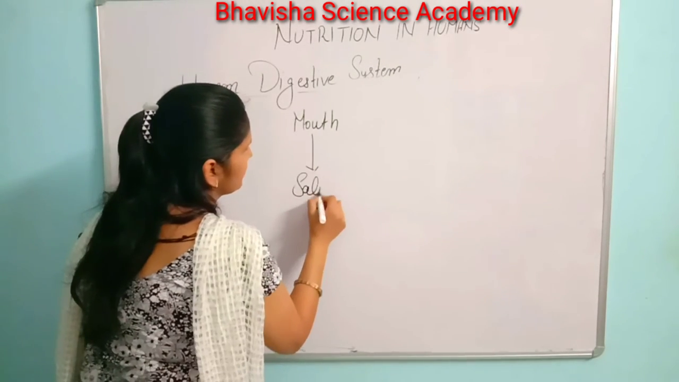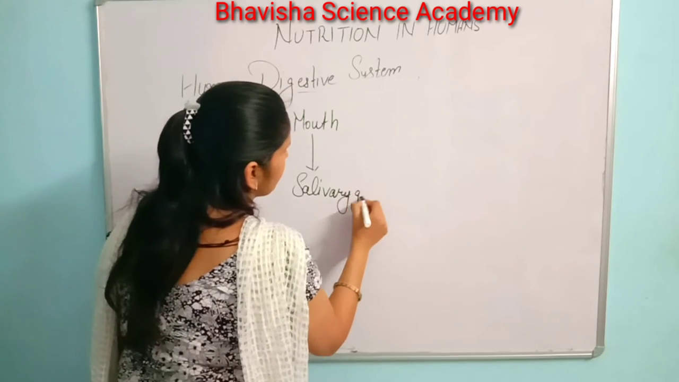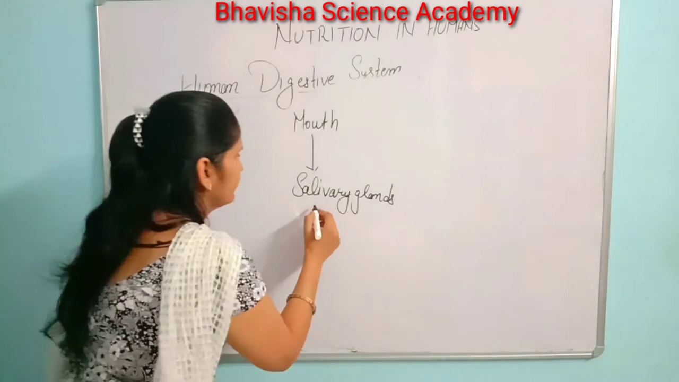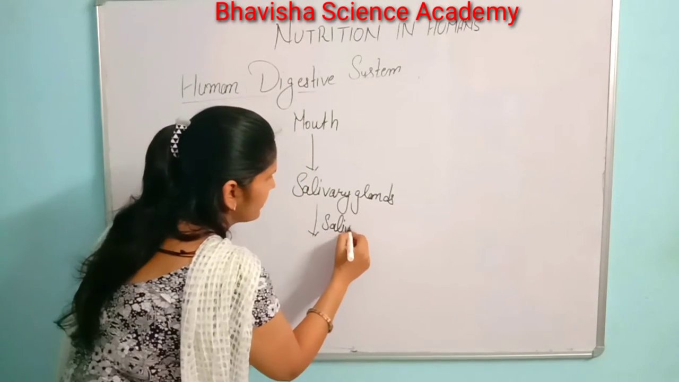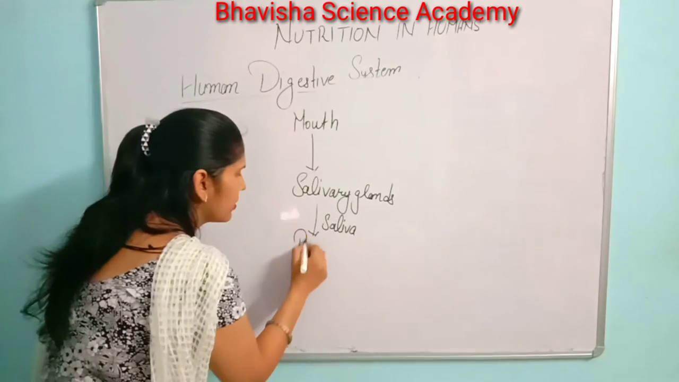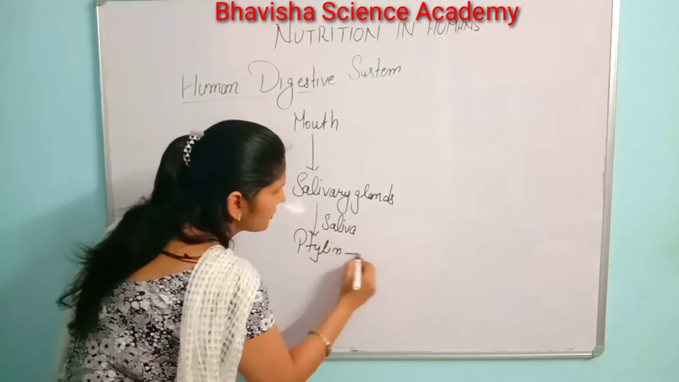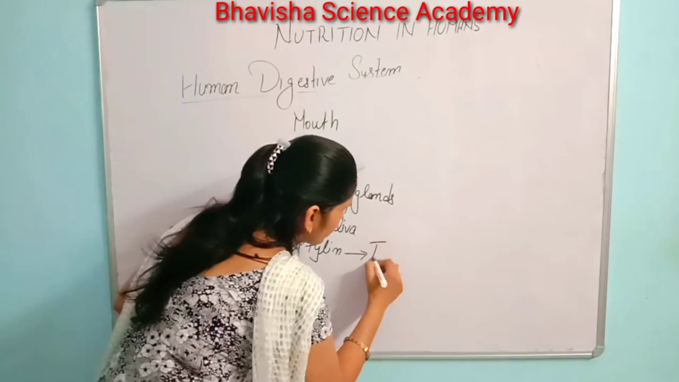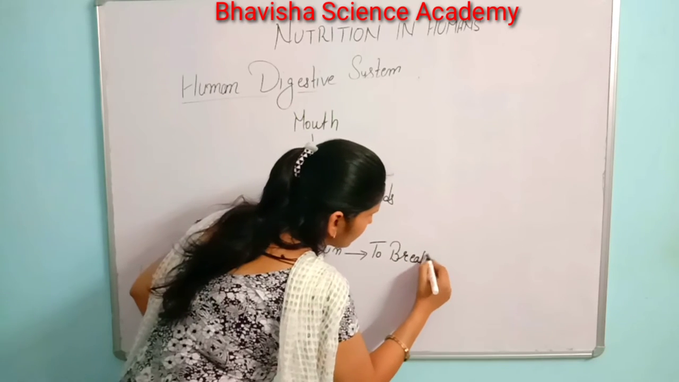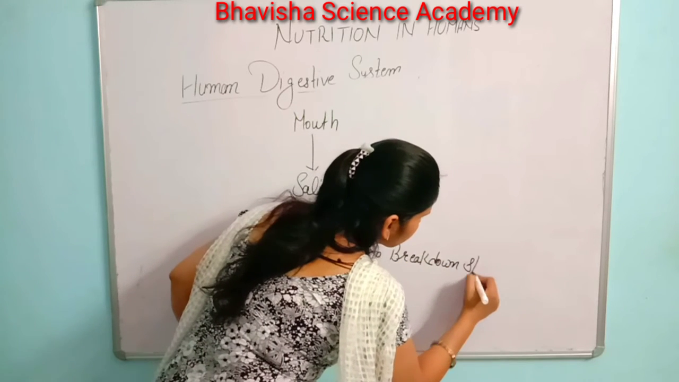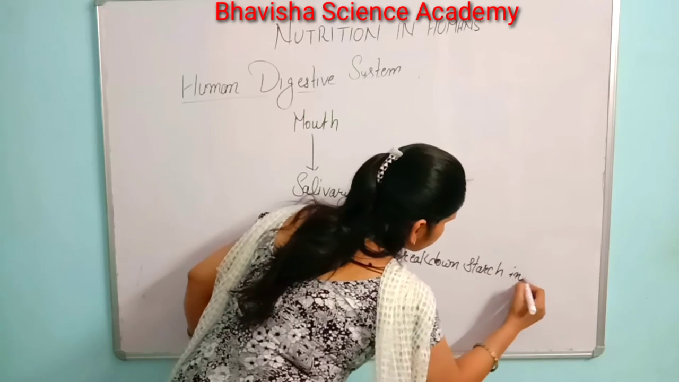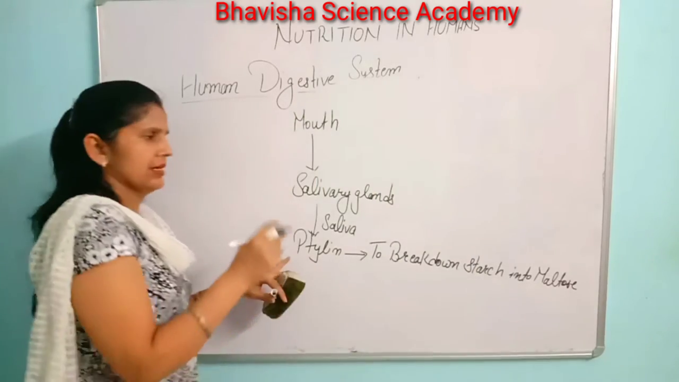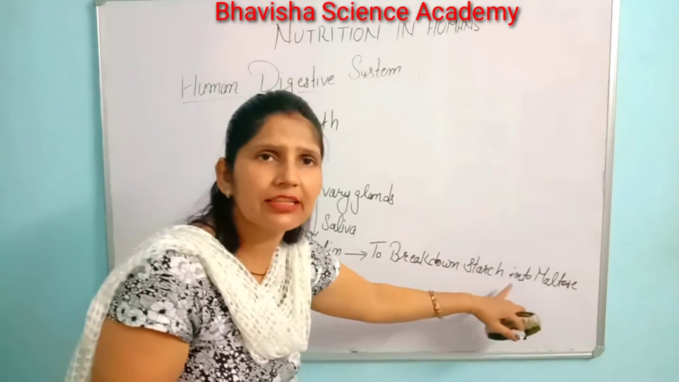In mouth, there are salivary glands which secrete saliva. It has an active enzyme that is known as amylase. What is the function of amylase? To break down the starch into maltose. It will convert it into simpler substances.